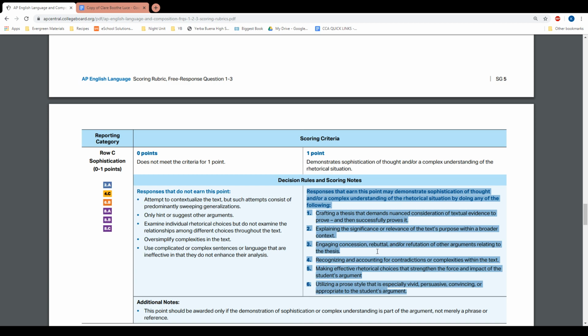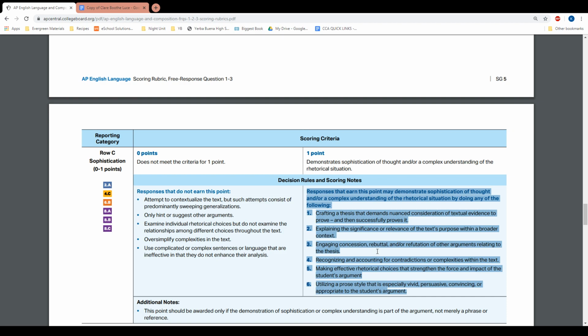1. Crafting a thesis that demands nuanced consideration of textual evidence to prove, and then successfully proving it. So in this case, even though it says crafting a thesis, it also is based off your intro paragraph. So if your intro paragraph is very complex in terms of how you entered it, along with your thesis statement, boom, there's a point.